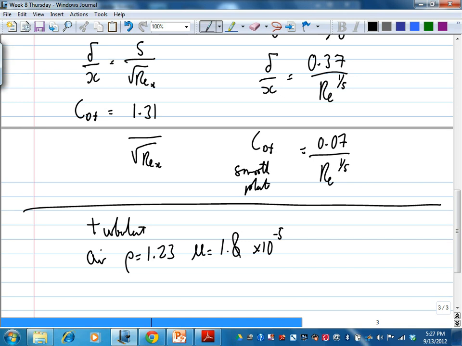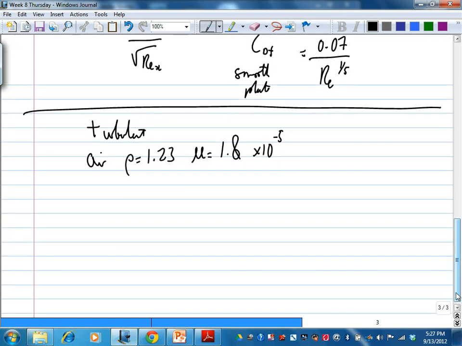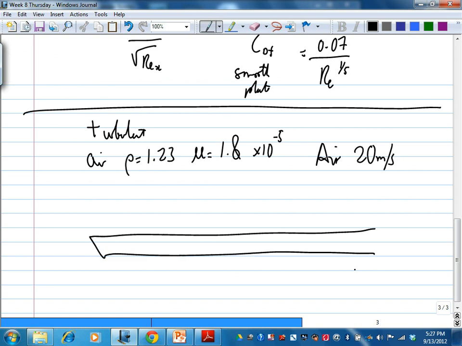Alright? So let's say the flow moves at air at 20 meters per second. We assume the Reynolds number for transition is, what's the transition? 500,000, is it? 5 by 10 to the 5. Okay? But it can go as low as 200,000, 100,000, up to 3 million or so. Is that correct?